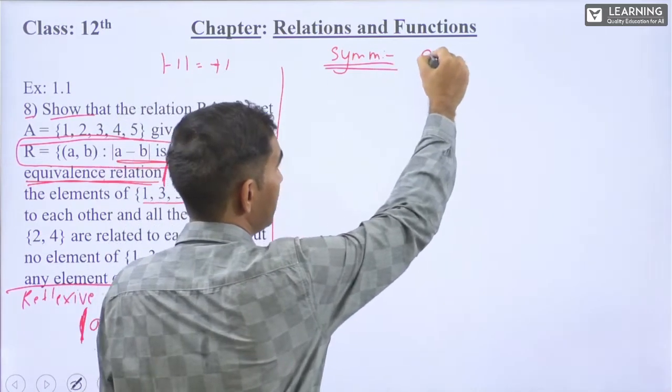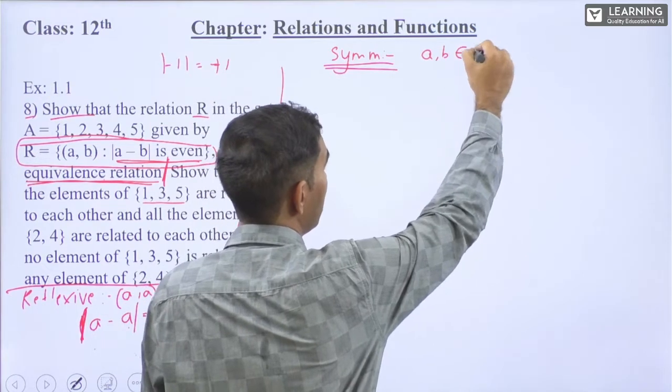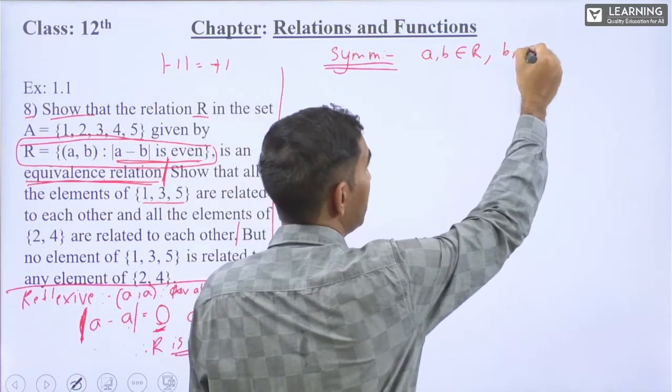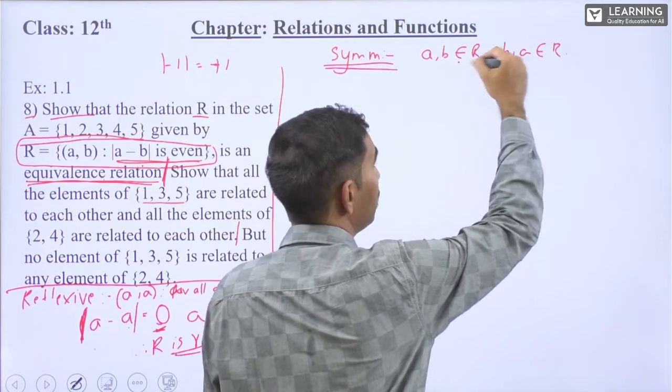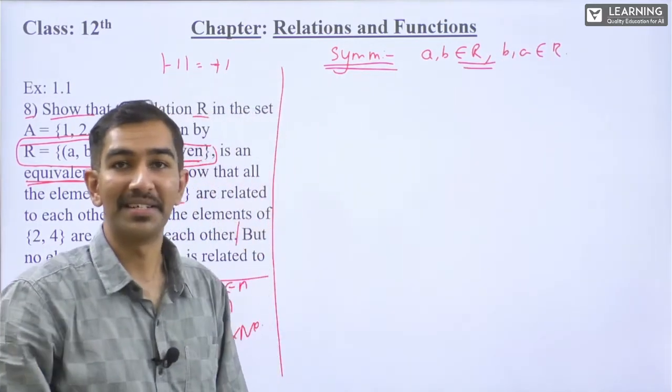Symmetric relation is defined like this. If (A, B) belongs to R, then (B, A) also should belong to R. Then only we can tell it is a symmetric relation.